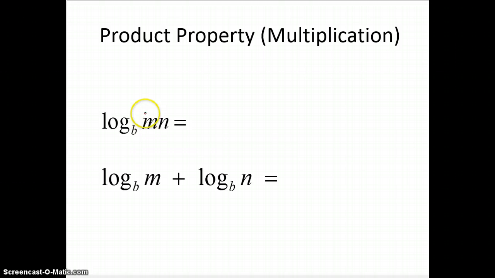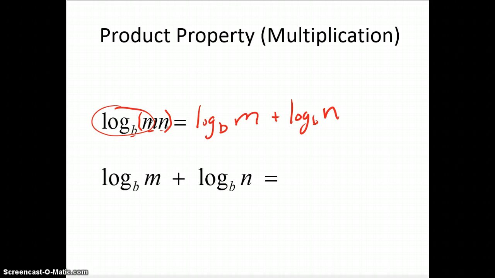What the multiplication property says is if we have a logarithm of two items that are multiplied together, so here it's m and n, we can rewrite this as log with the same base of the first one, m, added to the log of the same base, b, of n. So we're essentially taking this and writing it as one log that includes the m, and one log that includes the n, and we add them together. Okay, so this is going to come in handy.